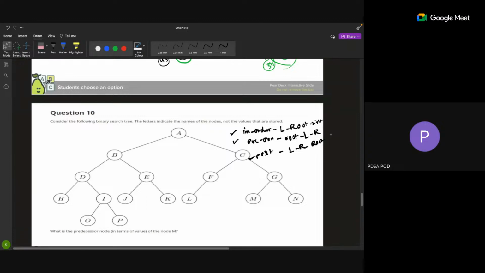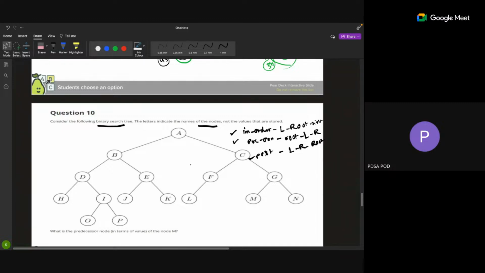Now the question is: in the following binary search tree, the letters indicate the names of the nodes, not the values that are stored. The values are not given, just letters, alphabets. What is the predecessor node in terms of the value of M? I will tell you what exactly the predecessor is.